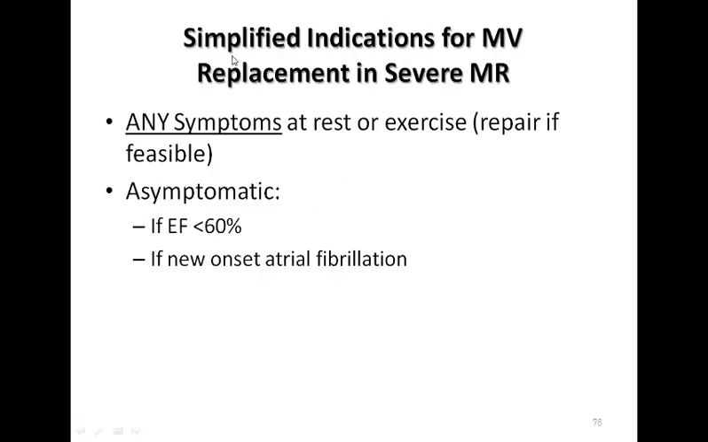And in a simplified way, what are the indications for mitral valve surgery in severe mitral regurgitation? Any symptomatic patient, at rest or on exercise: if repair is feasible, go for repair, otherwise replacement. Asymptomatic patient: if the ejection fraction is less than 60 or if there is new onset of atrial fibrillation, we go for valve replacement.